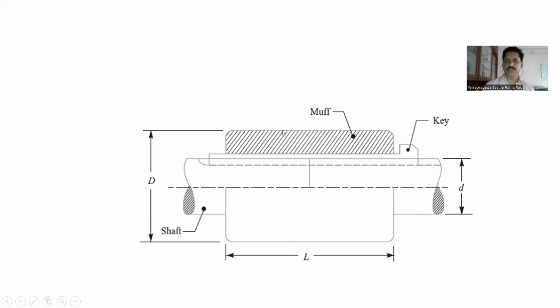So in this figure, you see here the muff and the key. This is the key and the shaft, the shaft diameter, the length of the muff, and the outside diameter of the hub here.